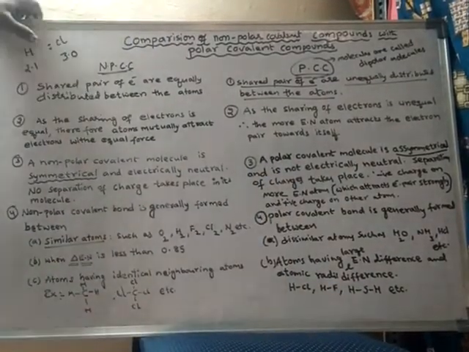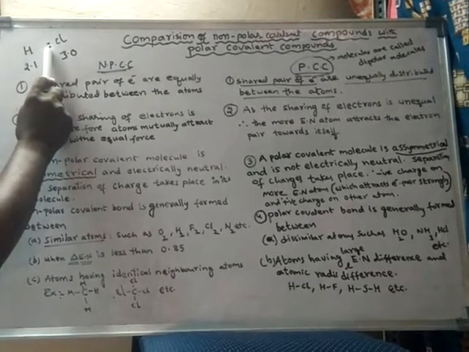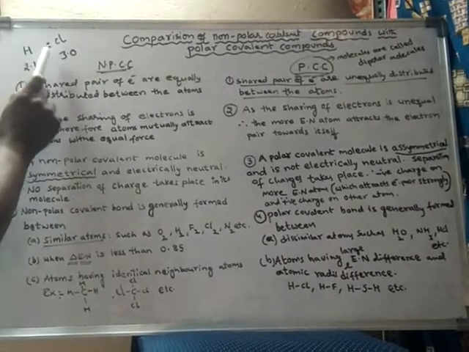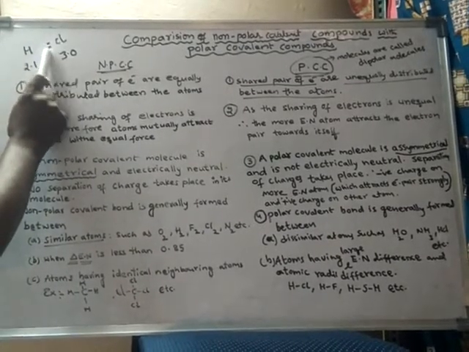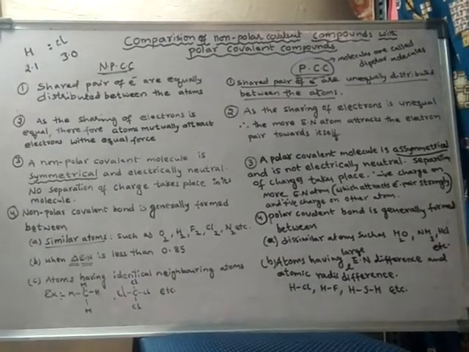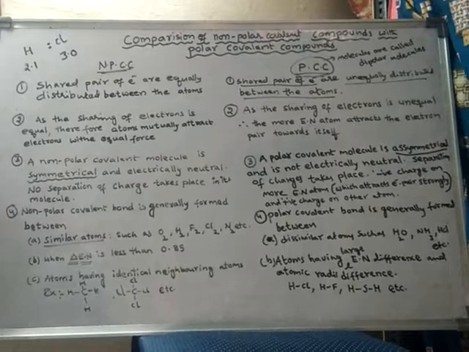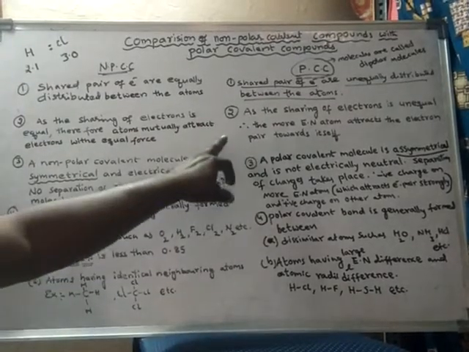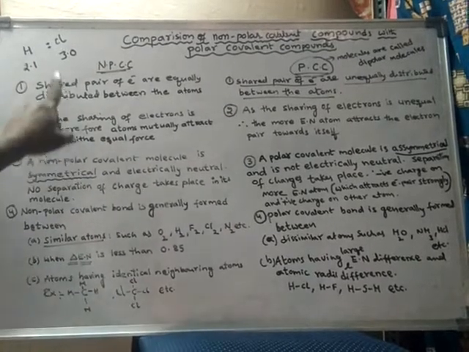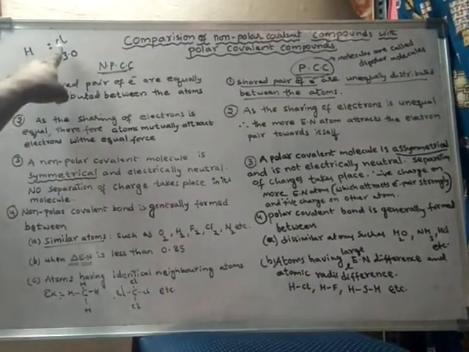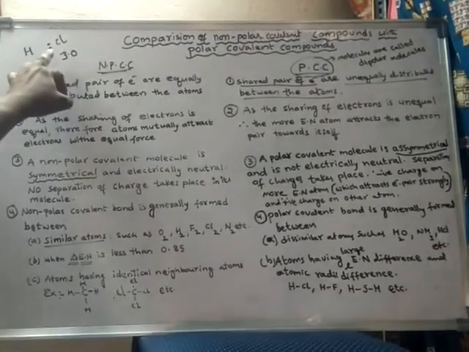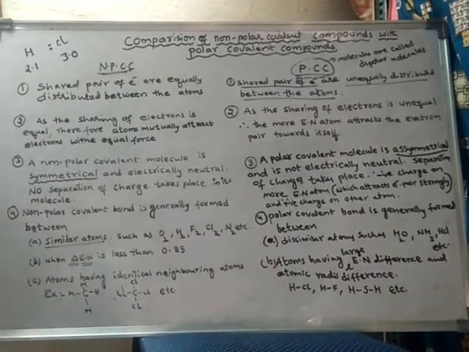So that is why this electron pair is closer towards chlorine than towards hydrogen. That means the electron pair is closer to chlorine and far away from hydrogen. That is the situation in polar covalent compounds: how the electron pair is shared by both atoms and how it is attracted by one atom. As the more electronegative atom attracts the electron pair, it moves more towards the chlorine atom.